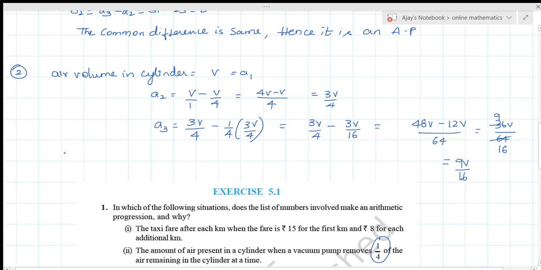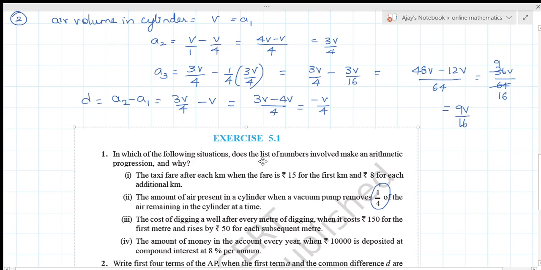So here, what is d? d will be A2 minus A1. What is A2? 3V/4. What is A1? V. So I get 3V minus 4V by 4, cross multiplying, I am getting minus V/4 for the first condition.